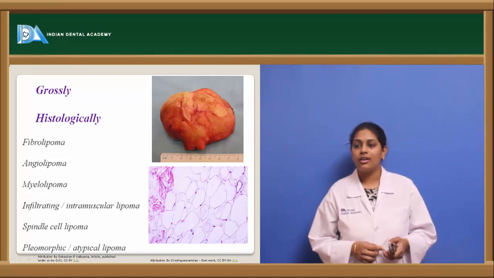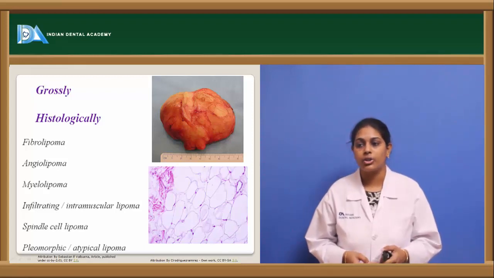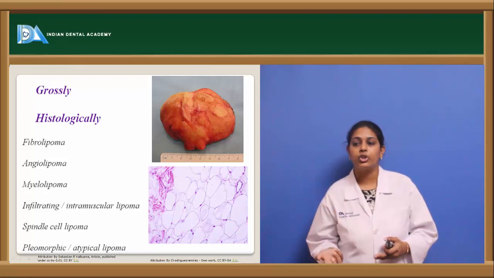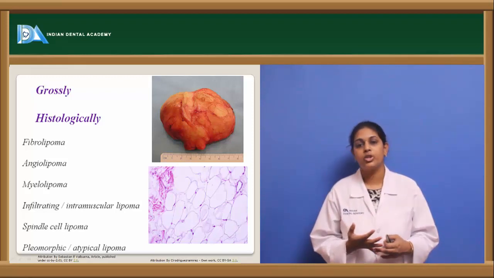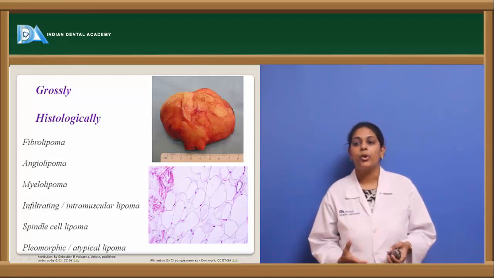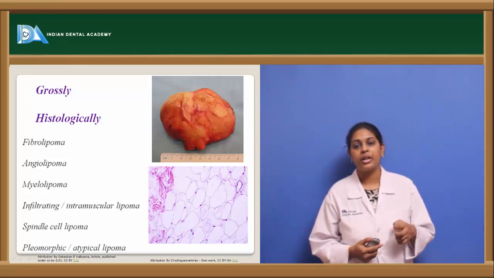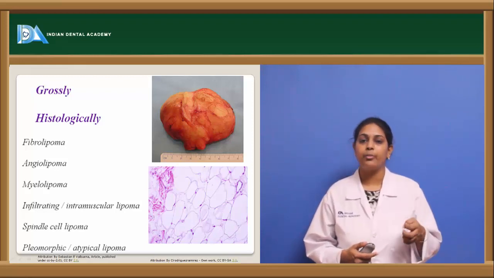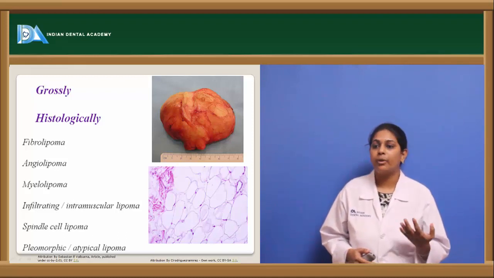We see that the cells appear as empty spaces, because the lipid is dissolved during the histopathological processing of the tissue, as lipid soluble solvents are used during the processing. So the lipid is completely dissolved and it gives an appearance of empty spaces, and the nucleus is pushed completely away from the center of the cell and gives a pyknotic type of appearance.